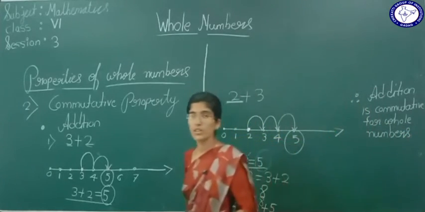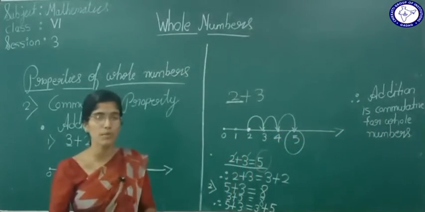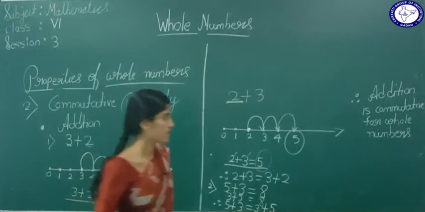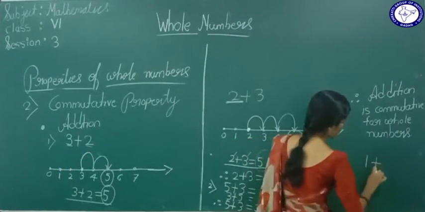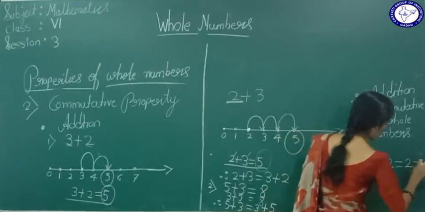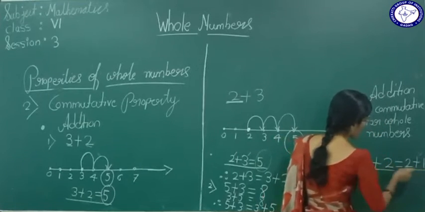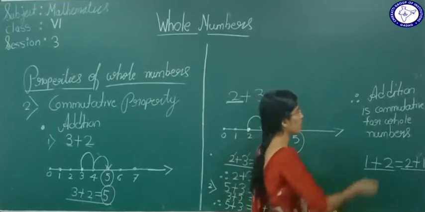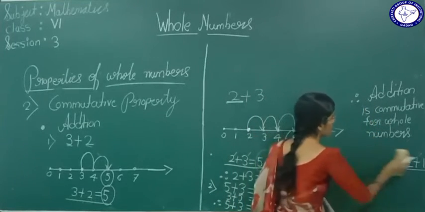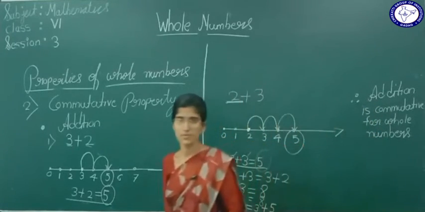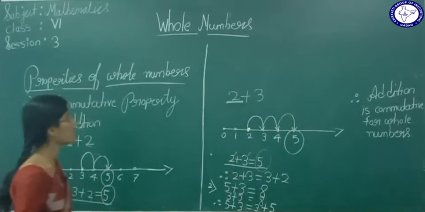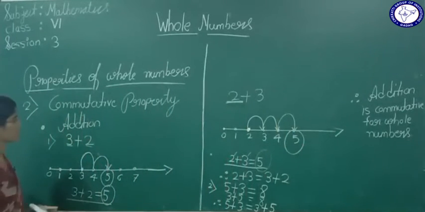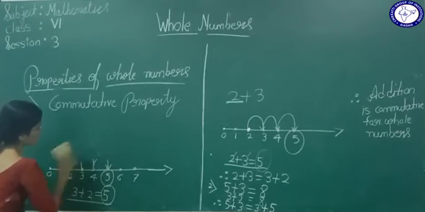See here, you can add any two numbers in any order. 1 plus 2 can also be written as 2 plus 1 because both answers are the same. Is it understood? Therefore, addition is commutative for whole numbers. Is it understood? Next we will see for subtraction.